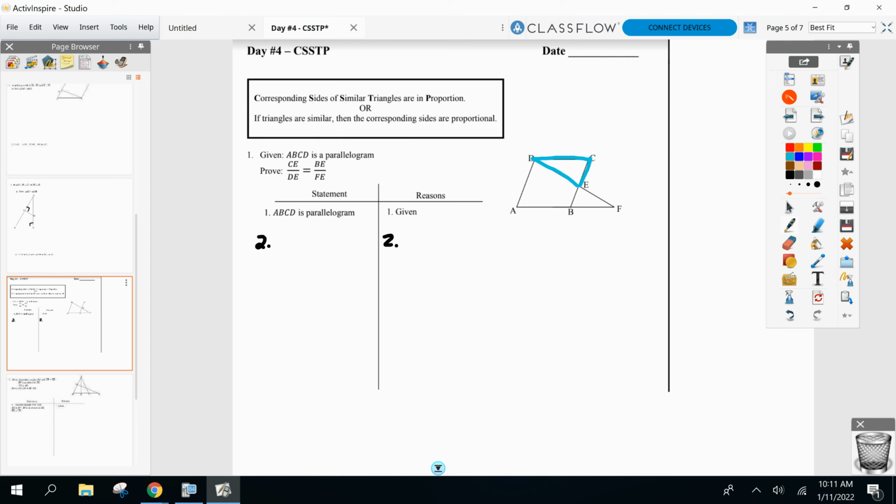Keep reading. What's another side in that proportion you're trying to prove? DE, which I already highlighted. Give me another one. BE. All right, look at BE. Is BE a full side in a triangle you can find? BEF. Yep. So I think we found the two triangles we need to prove similar. Now that's on you and your group.